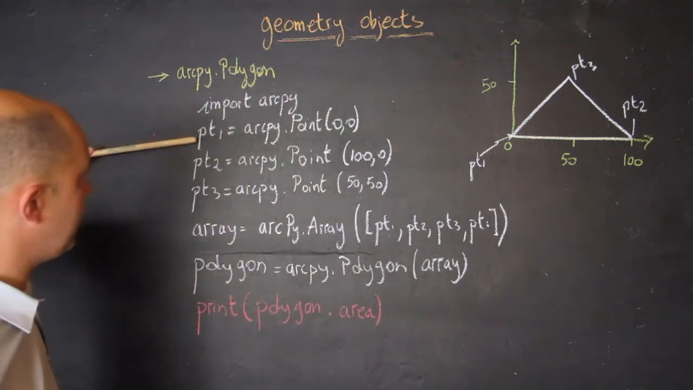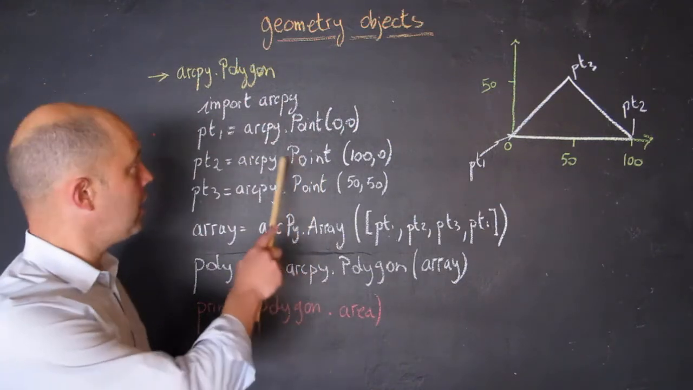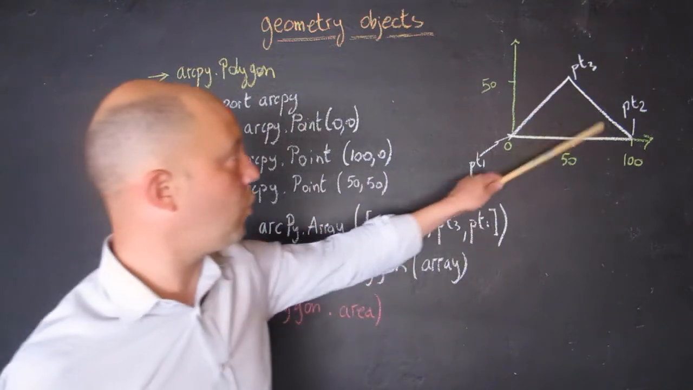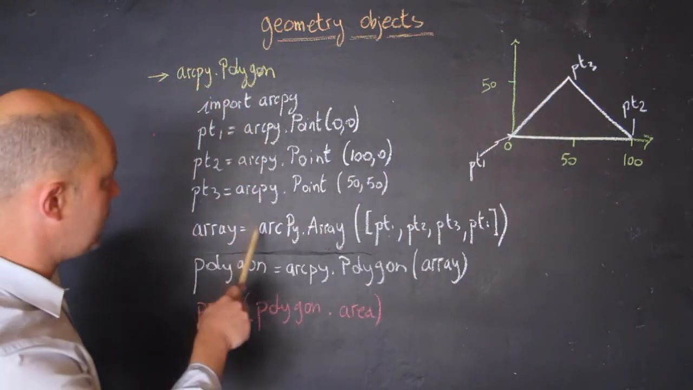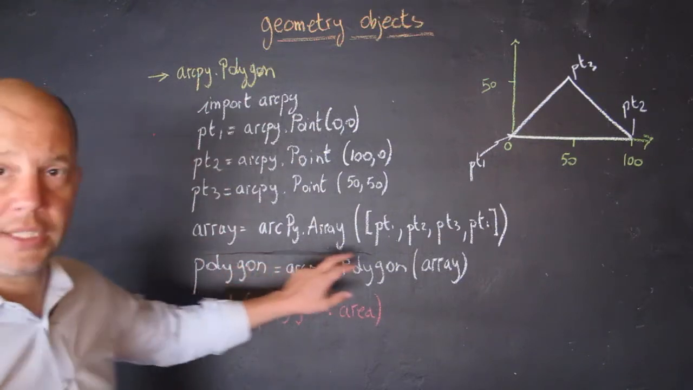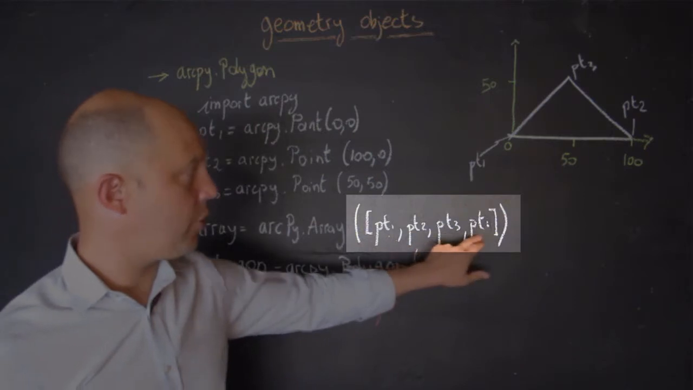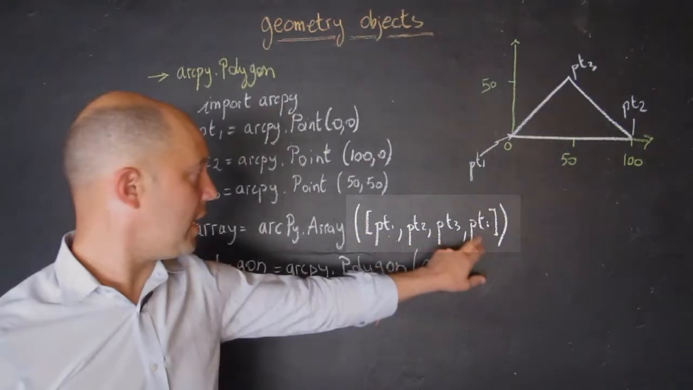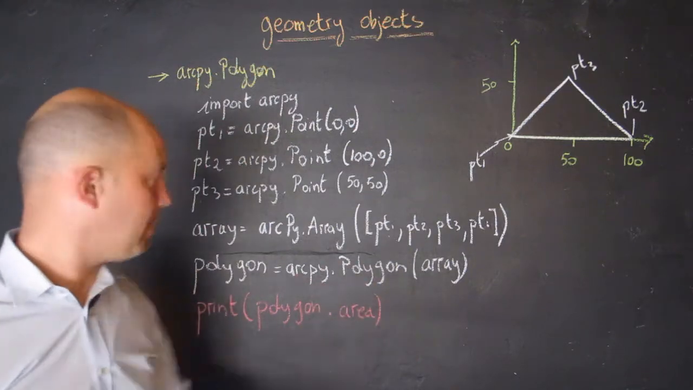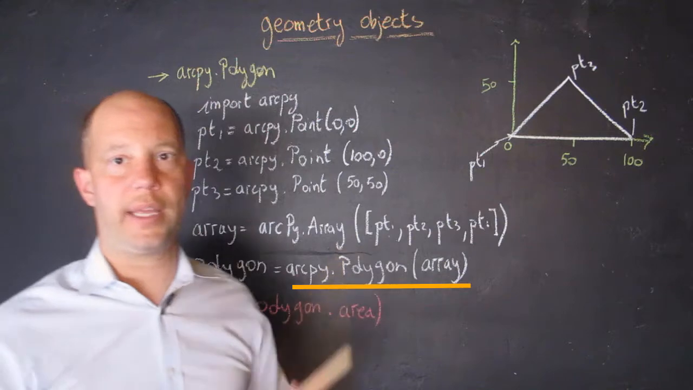So first I'm going to define 3 different points, using, as we saw for the lines, arcpy.Point, so 0, 0, 100, 0, and 50, 50. So that's point 1, 2, and 3. And then essentially I'm going to create an array from these points. But note here that's quite important: point 1, point 2, point 3, point 1. So there is a repeat between the first and the last one. And then finally, with this array, like I did for a line, I can create a polygon by simply doing polygon is equal to arcpy.Polygon, open the brackets, array.